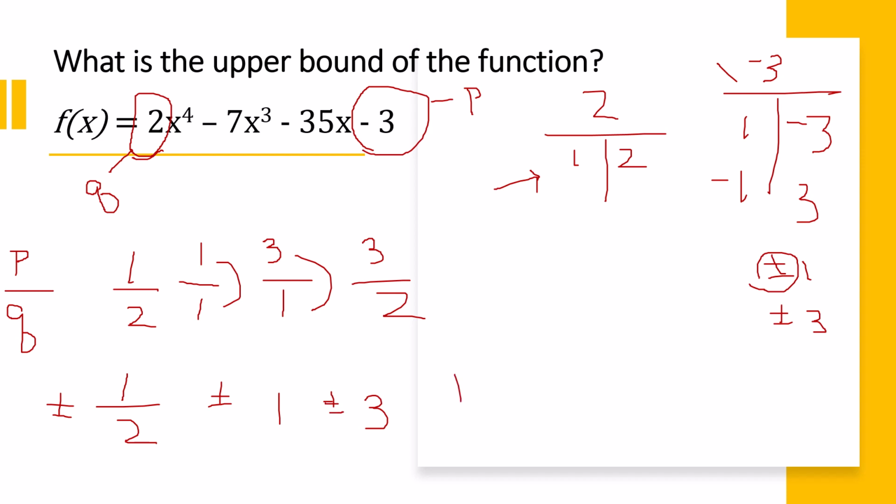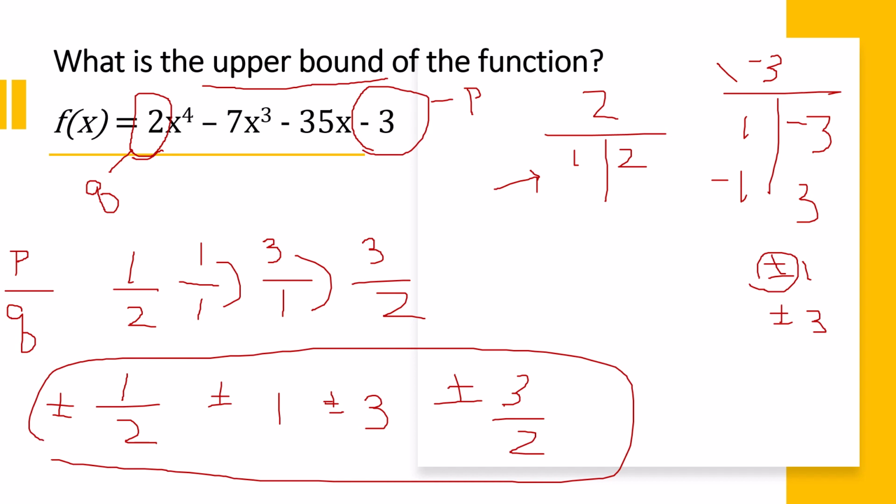And positive or negative 3/2. Those are all the possible factors. Now I'm going to apply synthetic division, and what I want is the upper bound, so I'm looking only at the positive solutions. So I'm going to move on to the next slide and show my work here. Now remember, these are all my possible factors.